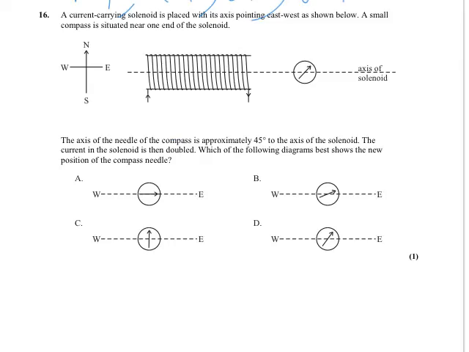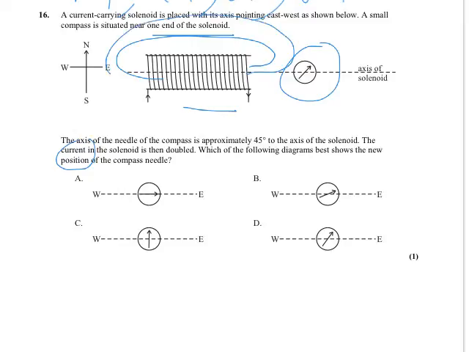Okay, last one. A current-carrying solenoid is placed with its axis pointing east-west, as shown. A small compass is situated near one end of the solenoid. The axis of the needle of the compass is 45 degrees to the axis of the solenoid. The current in the solenoid is then doubled, so the strength of this increases. If we think about the field lines, they follow the same pattern as in a bar magnet.